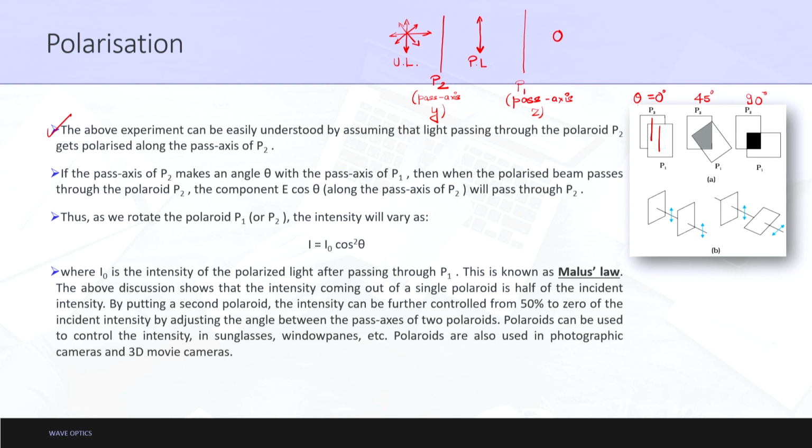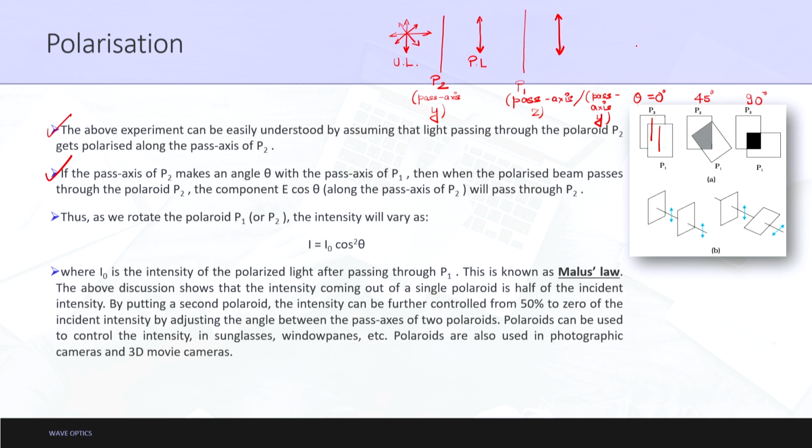If we take another scenario, in which the pass axis here was Y, then we will get the same thing as this. So this was the concept which I was trying to convey to you. If the pass axis of P2 makes an angle theta with the pass axis of P1, then when the polarized beam passes through the Polaroid P2, the component E cos theta will pass through P2. So this is the same thing. Let me try to explain it using the explanation here.